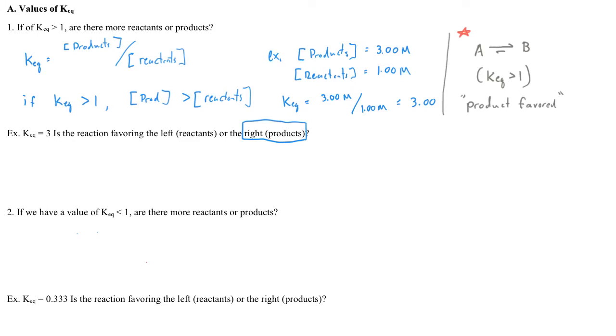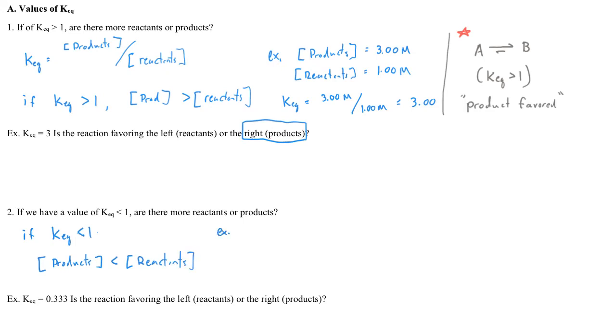Let's go to number 2 down below. Let's say we had a value of KEQ that was less than 1. Are there more reactants or more products? If we have a KEQ value that is less than 1, that implies that the concentration of the products must be less than the concentration of the reactants at equilibrium.